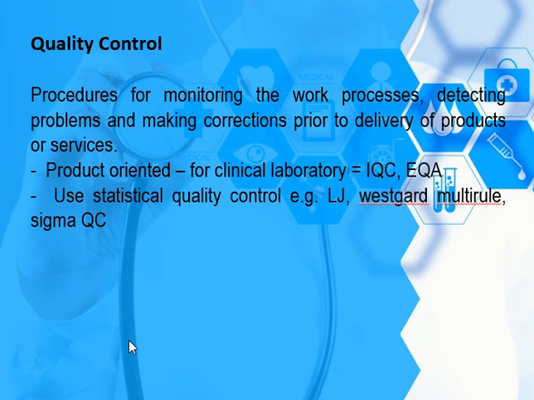Okay, now we go on to quality control. It is procedures for monitoring the work process, detecting problems, and making corrections prior to delivery of products or service. It is product oriented. So for clinical laboratory, usually we use IQC and EQA. And we can use statistical quality control, for example, Levey-Jennings, Westgard, multirules, and Sigma QC.